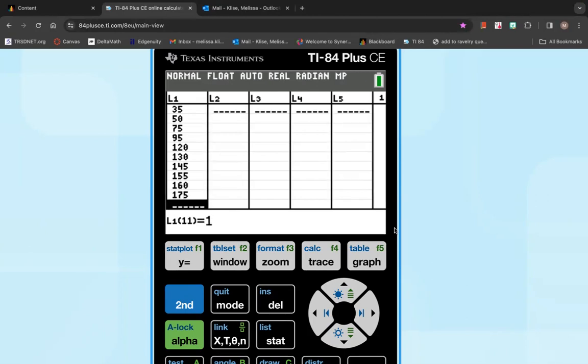Five, 85, 190. All right, I have my X values in. I'm just going to arrow to the right and it brings me to the top of L2. And I'll put in my Y values.